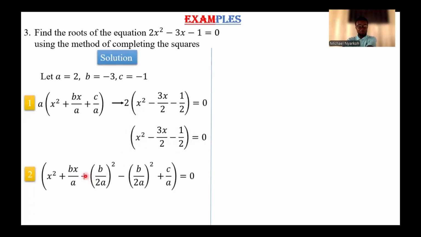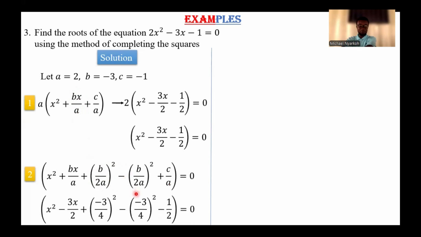All right. Now looking at step 2, that's where we're supposed to halve the bx over a. So it's only the b over a that we're supposed to halve. Is that okay? So that gives us b over 2a. And then we are going to square it. And after squaring, we add and then subtract it to what we have in the bracket.